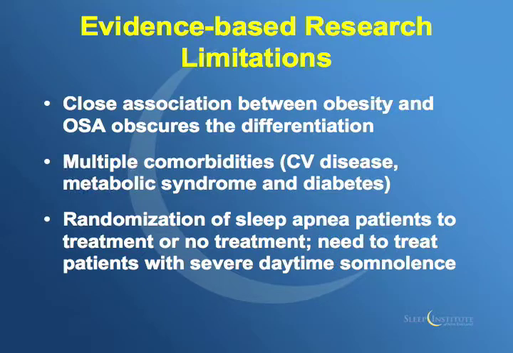The evidence in the research out there right now includes epidemiological studies, longitudinal studies, cross-sectional studies, cohort studies, and a few small randomized controlled trials. Some larger randomized controlled trials are being done right now. In general, the limitations of the research are that there's a close association between obesity and sleep apnea that sometimes obscures the differentiation. But I think the research has really been trying hard to differentiate the two.